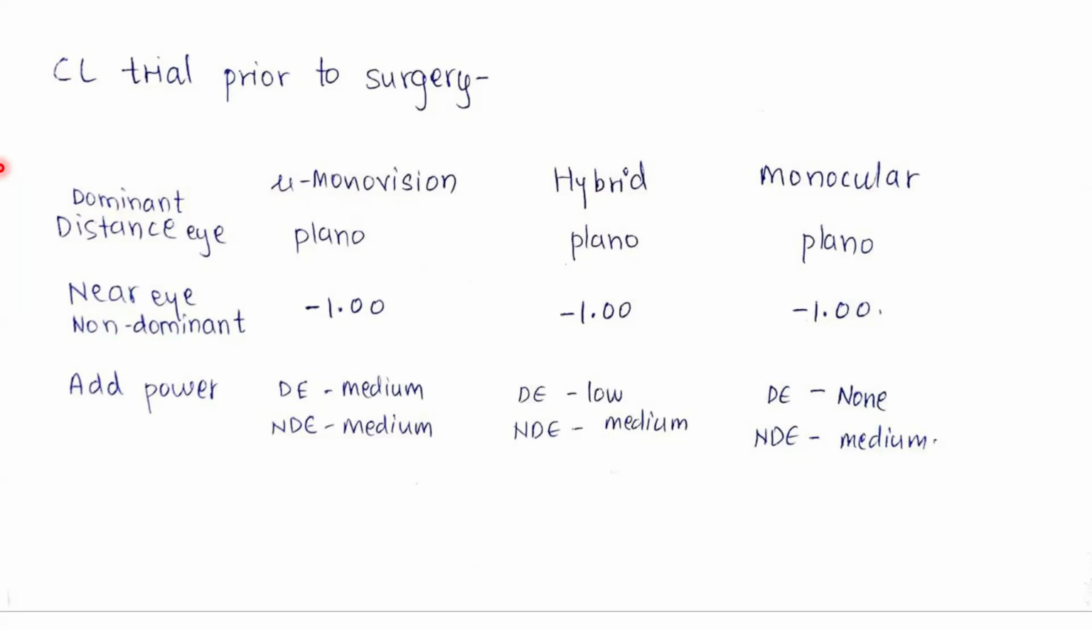So a simple way is, if any add is 1.5 or below, you go for a low add, and if it's above 1.5, you go for a higher add. That is the prescription for presbyopia.